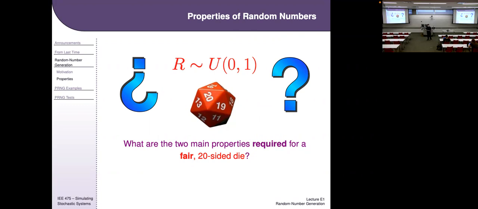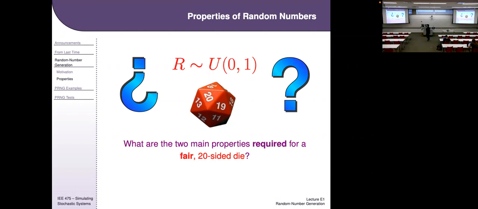If I want a reliable die roll, like a reliable 20-sided die, what do you think are the properties that I need in order for me to bundle it in the box and ship it out with the board game? Any ideas of what are good things to have in a die that I'd have in a board game? What are the properties?